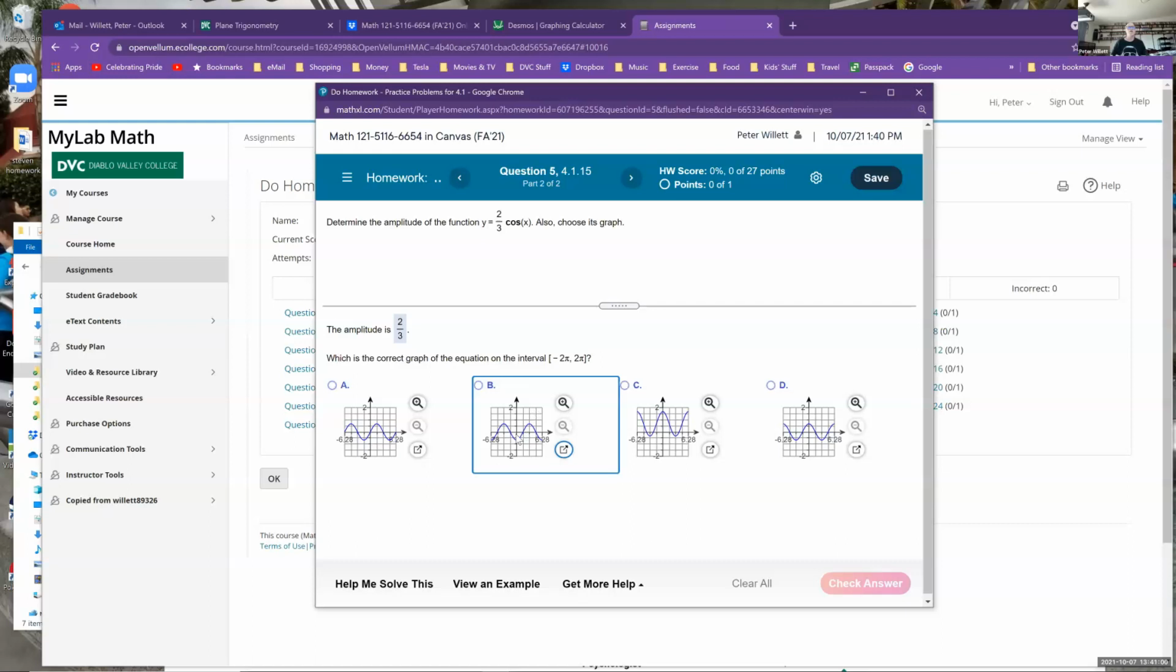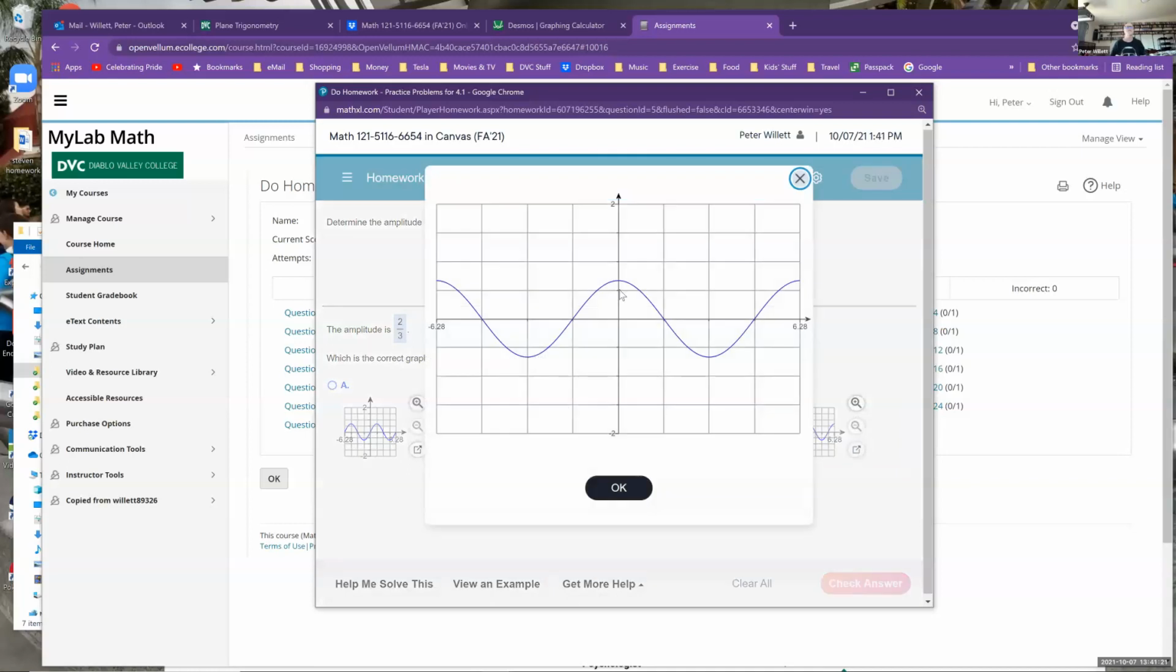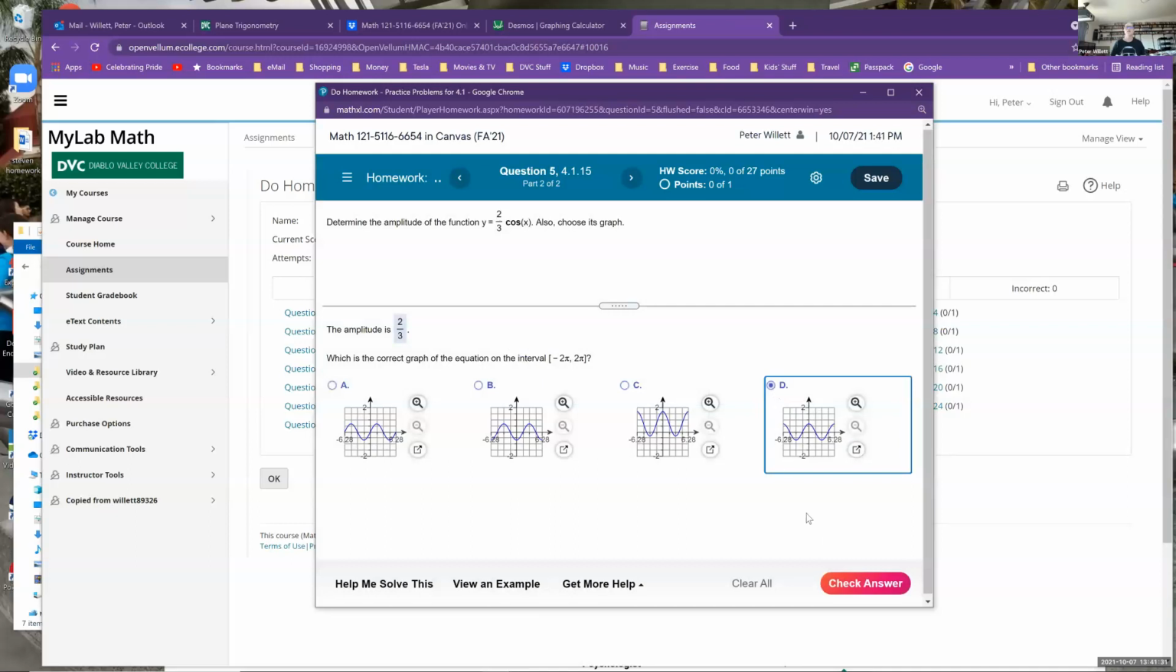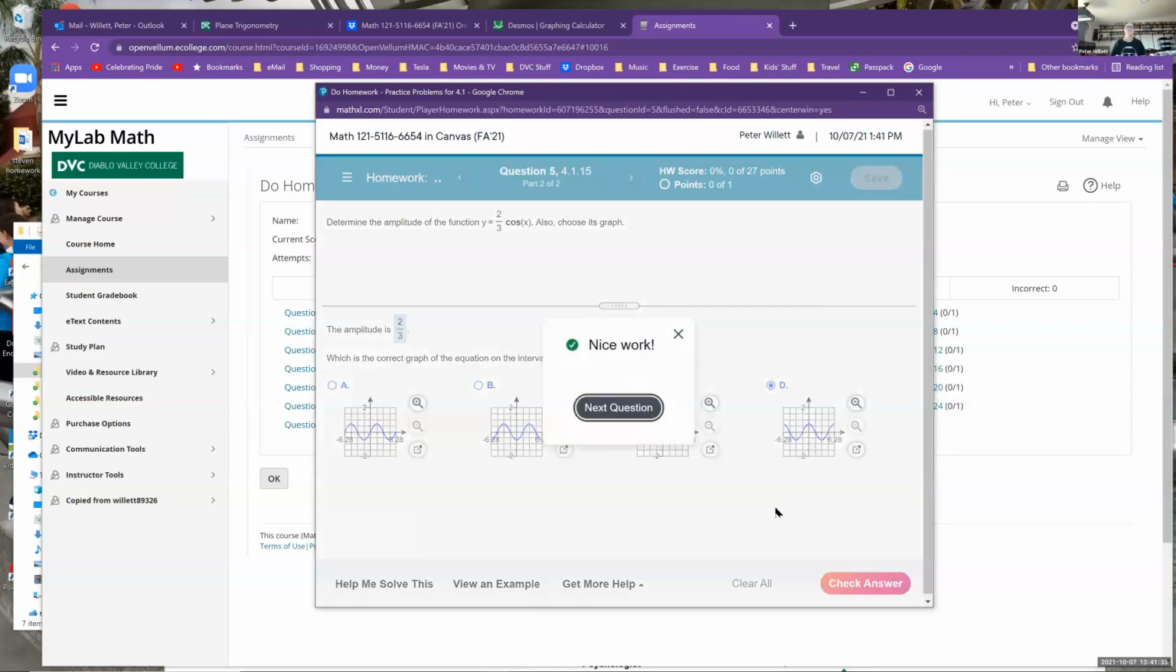In this case, I know the cosine function normally has its peak right at when x is 0. And so, for example, the top peak of B is not when x is 0. The top peak of A is not when x is 0. So it's got to be C or D. And then I want the peaks to go up to 2/3 and down to 2/3. And it looks to me like that's D. So up here is where we're at 2/3. There's a 1 up there. So it looks to me like it's D. But again, you could also put that into Desmos and compare to what you got on Desmos as well.